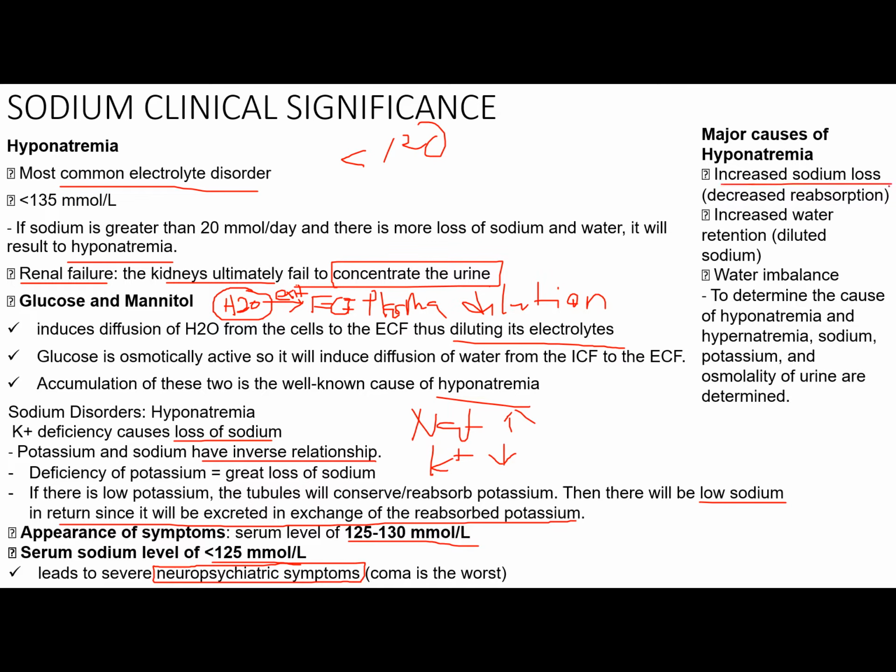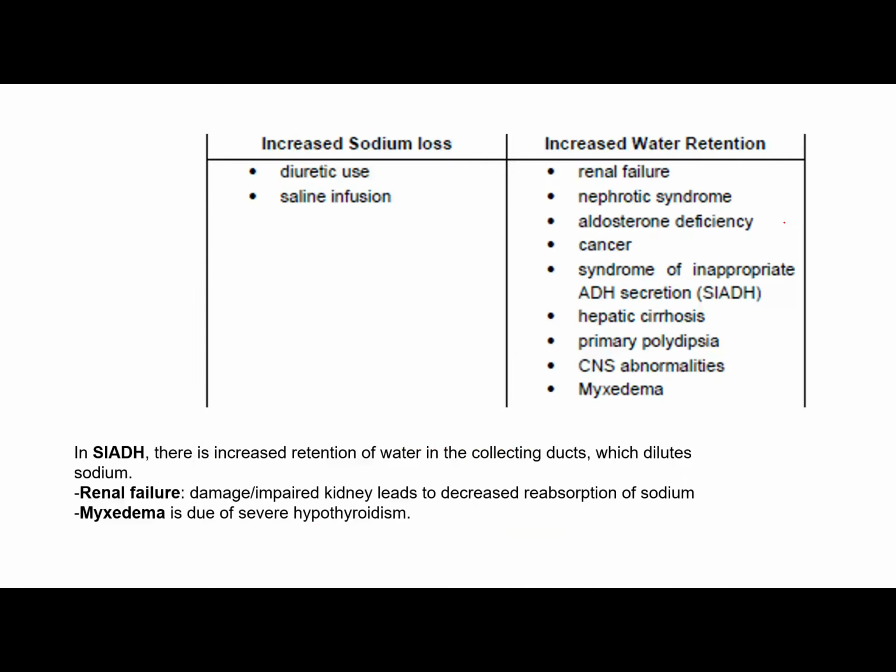Increased sodium loss, usually due to decreased absorption. Increased water retention due to a diluted sodium. Water imbalance to determine the cause of hyponatremia and hypernatremia. Sodium, potassium, and osmolality of urine are also determined. So remember the three major causes: increased sodium loss, increased water retention, and water imbalance.